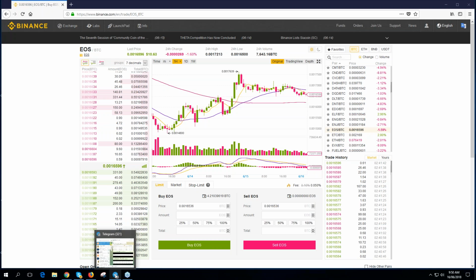We're going to be buying some EOS, and the signal came through to buy, and then we got our target, and there's a short term and a long term.